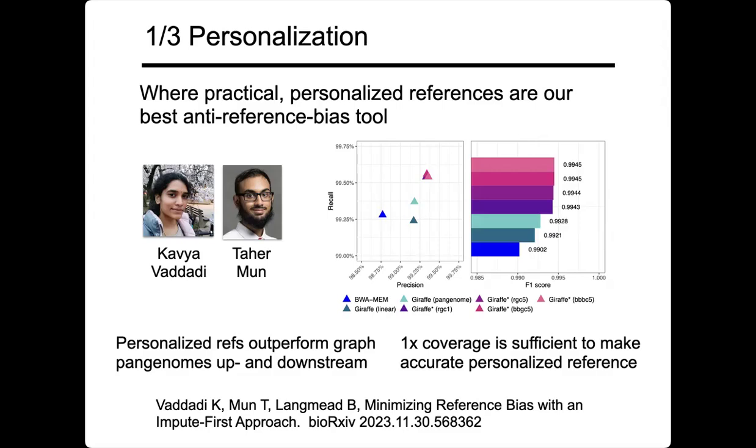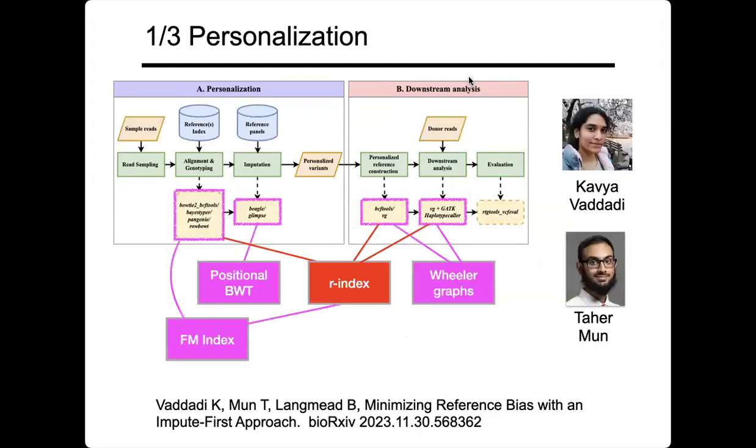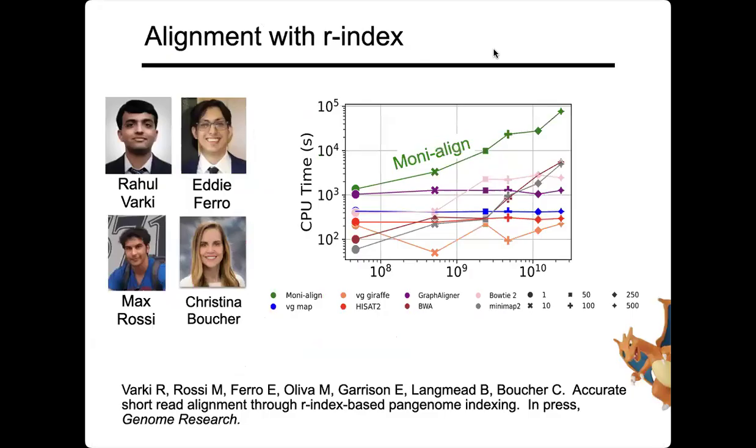Can't always do it. Sometimes you don't have DNA sequencing, you have ChIP-seq or you have RNA-seq, and it's not easy to do imputation. But if you can, all signs point to personalization being the way to go. Personalization, by the way, uses the Burrows-Wheeler transform in nearly every step. Because if you crack open these tools, even the imputation tools use the positional Burrows-Wheeler transform, for example. Burrows-Wheeler is the fountainhead for pretty much everything you see here.